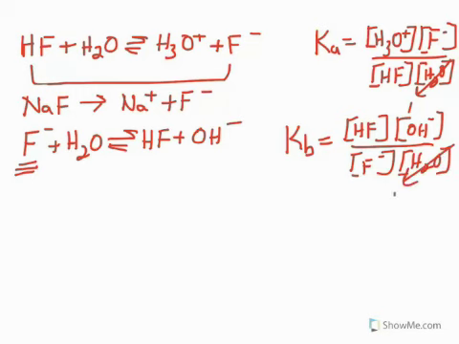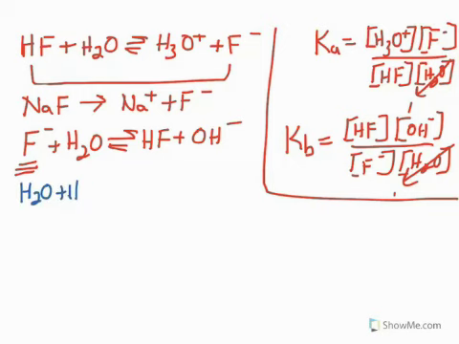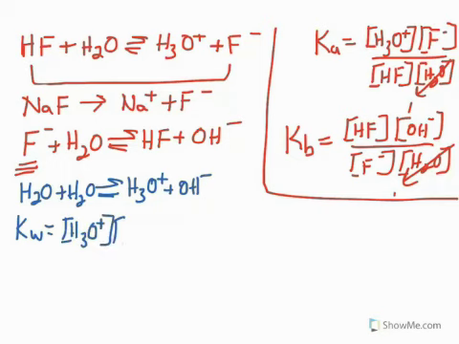One more thing to do. So I need these two equations here. And we've already discussed the water reaction. H2O plus H2O gives us H3O+ and OH-, and Kw for this is equal to the concentration of H3O+ times the concentration of OH- divided by the concentration of H2O squared, which is really 1, because it's really activity.